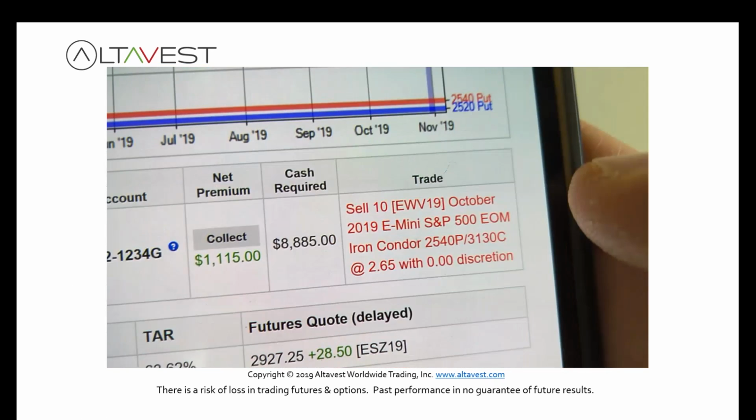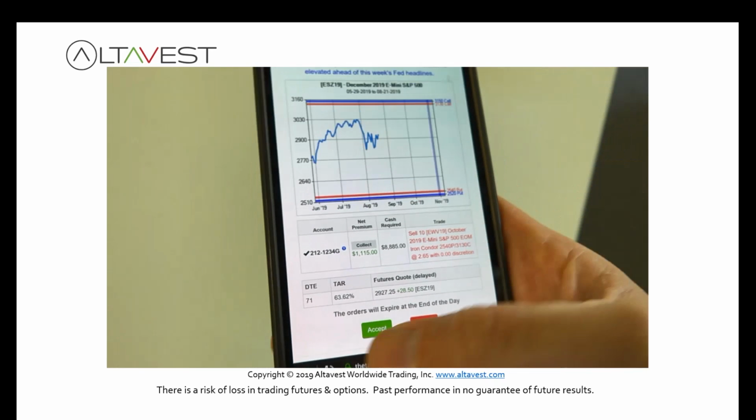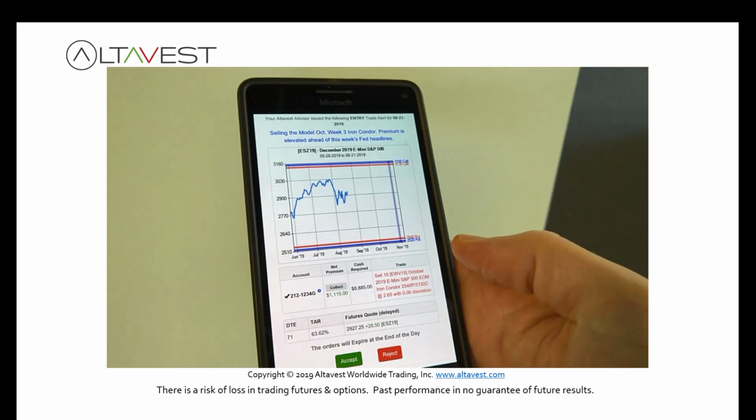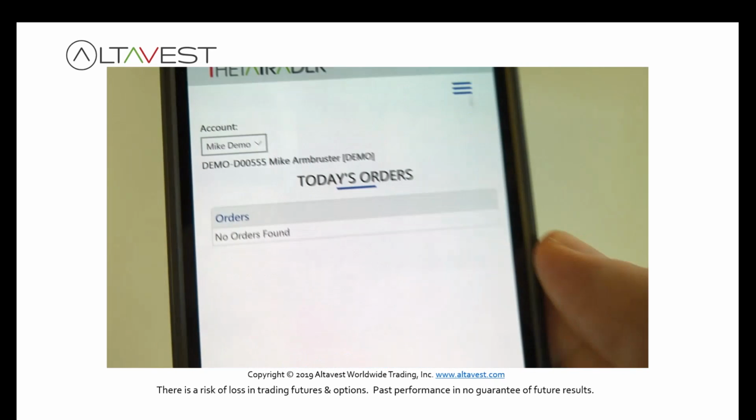Oh, and I do see a question about Canada, and unfortunately, we cannot work with Canadian clients. I wish we could, but regulators don't allow us unless you have a legal US residence.